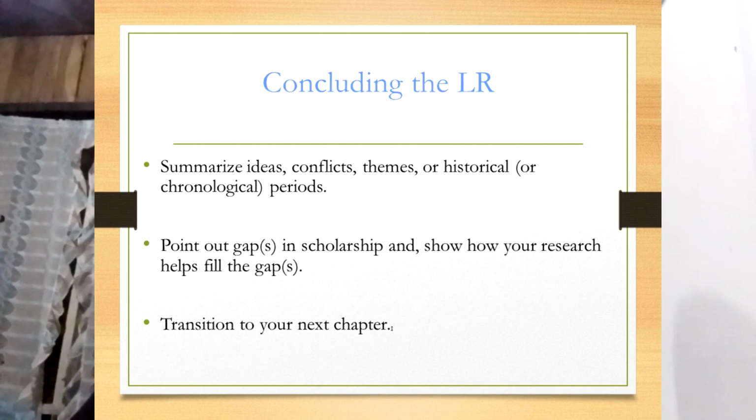Then next is point out the gaps. So we already have the sources and the literature, so now we have the idea of what the gaps are. We are going to conclude there, before we end our lit review, the gaps of our research. Then next is transition to your next chapter. In this part, we are going to make the blending. It's like introducing the next chapter.